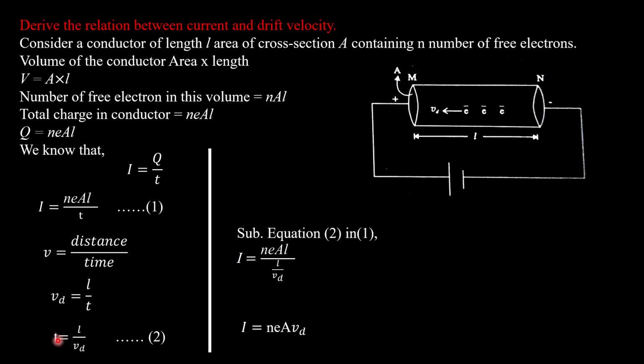Now I want to know what T is here, because we need to substitute it. That is why we are deriving for T. So T is equal to L by Vd. That is what we get as equation 2. Now substitute the value of T from equation 2 in equation 1. I is equal to nеAL divided by L by Vd. So what gets cancelled here? L and L will get cancelled. Vd will go to the numerator. So there we get the final equation, I is equal to nеAVd. Okay, thank you.